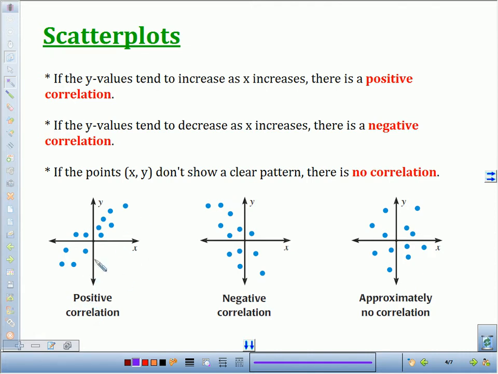As you can see, for my positive correlation, the points tend to go in a generally upwards direction as I read left to right. For negative, they tend to go in a downward direction as I read left to right. And I can see with no correlation, they're just kind of all over the place. There's not really a specific direction that they're going.